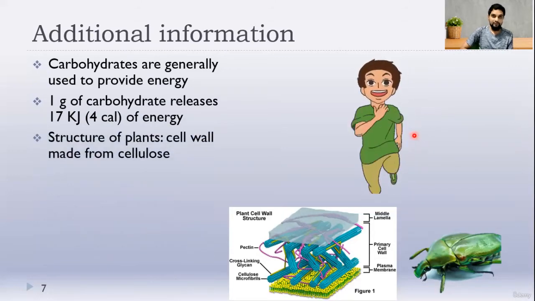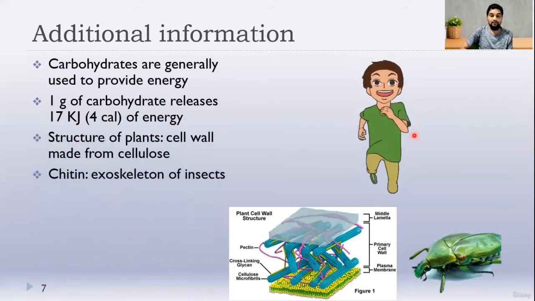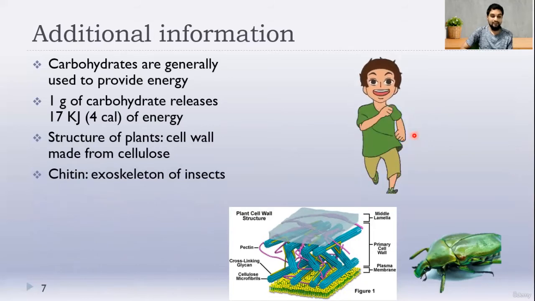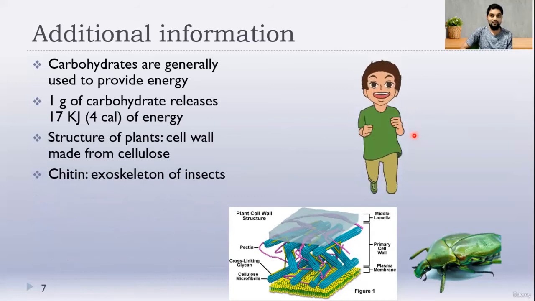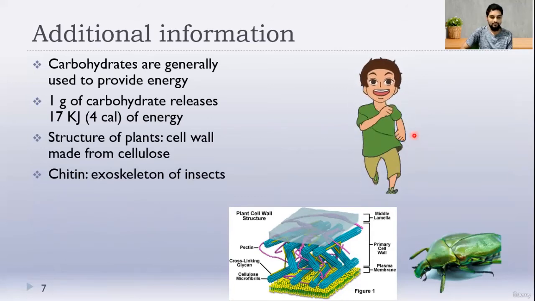As mentioned before, they form the structure of the cell wall. Another polysaccharide is called chitin, and this forms the exoskeleton of insects. So these are very strong structures that are found in nature.